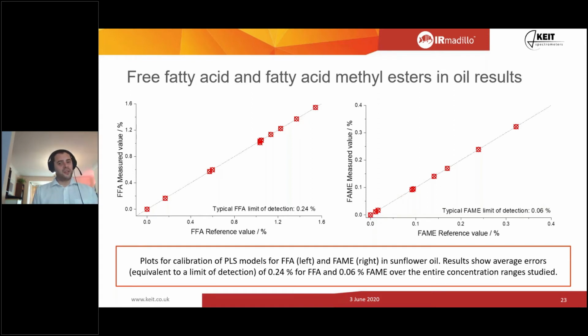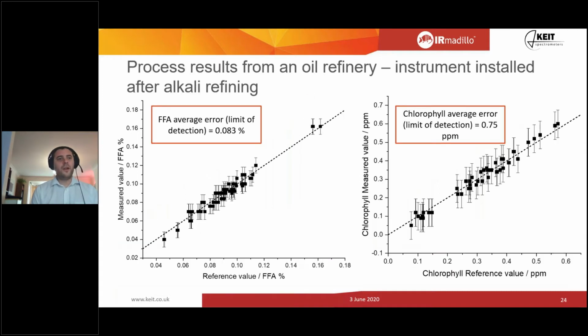The errors are partially to do with the concentration ranges that you look at. So if you only look at lower concentrations, you tend to get a lower error. If you look at higher concentrations, you tend to get a higher error. But that's just statistics. That's the way that these models work. But I hope you'll agree these results are actually pretty good and encouraging enough to move on to something like a plant trial, which is what one of our customers did. And they very graciously let us use their data to share with you what they've managed to achieve.